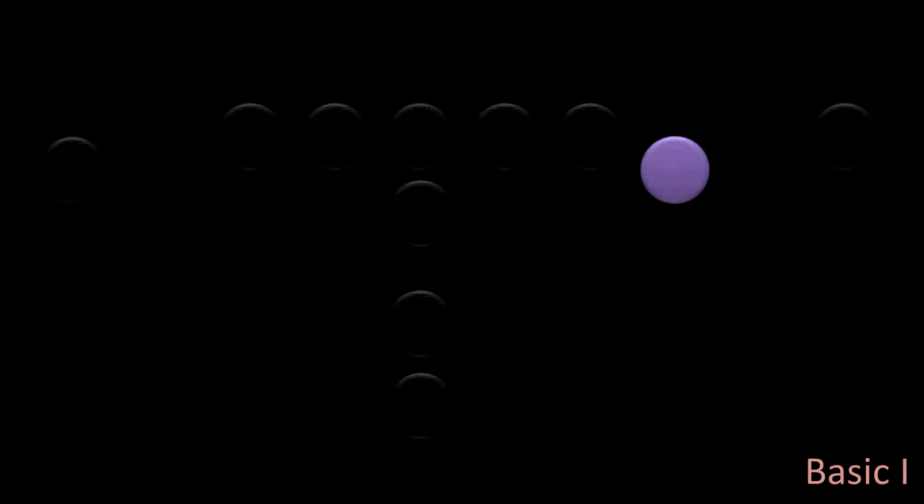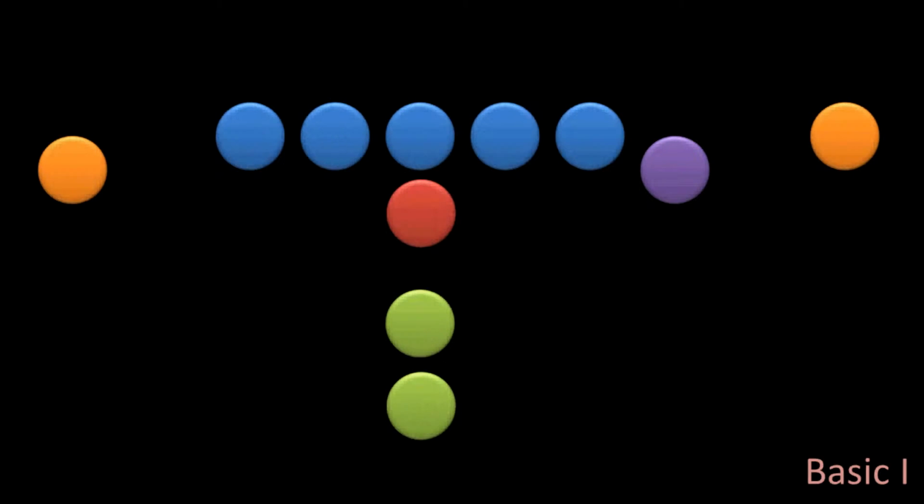The basic I formation consists of 2 wide receivers, 2 running backs, and 1 tight end. The running backs will line up with the fullback behind the quarterback and the halfback behind the fullback. The tight end is on the end of the offensive line and the wide receivers are out wide. So you can see how the quarterback and the running backs form this I.